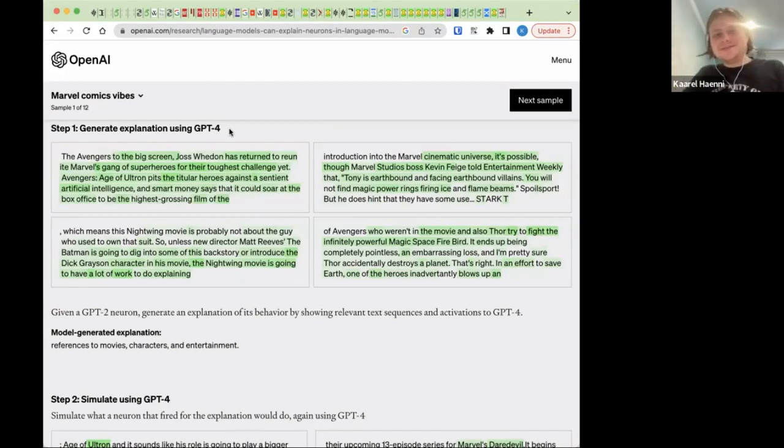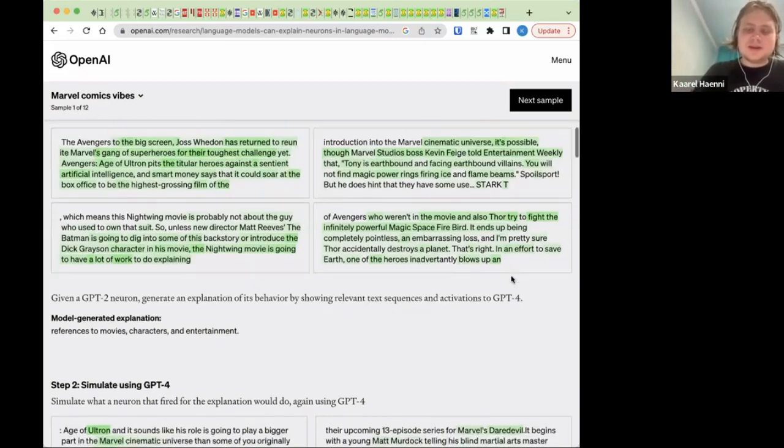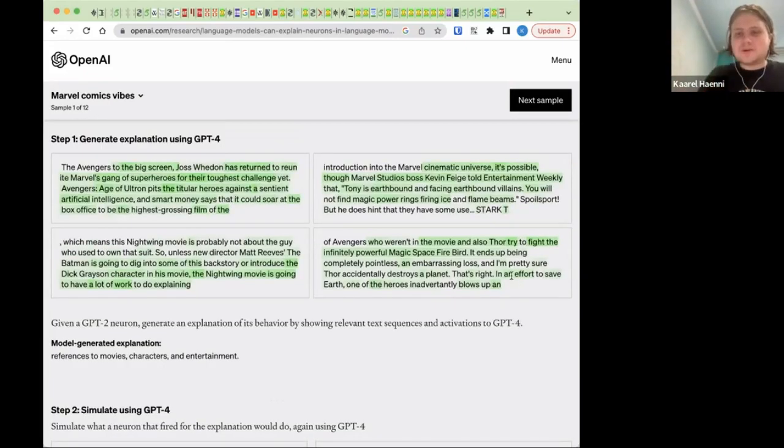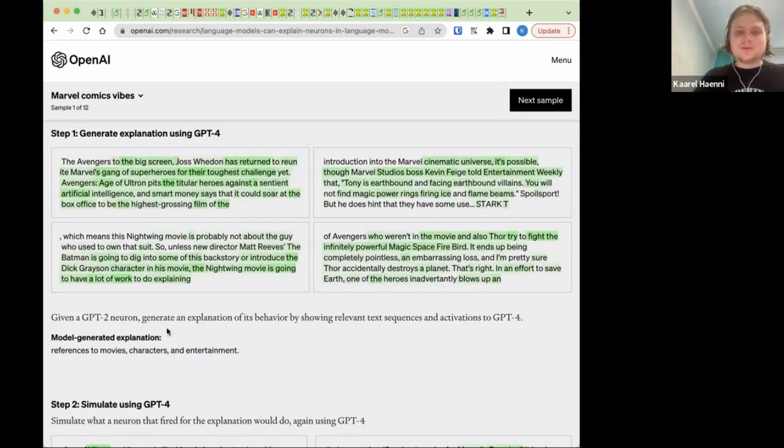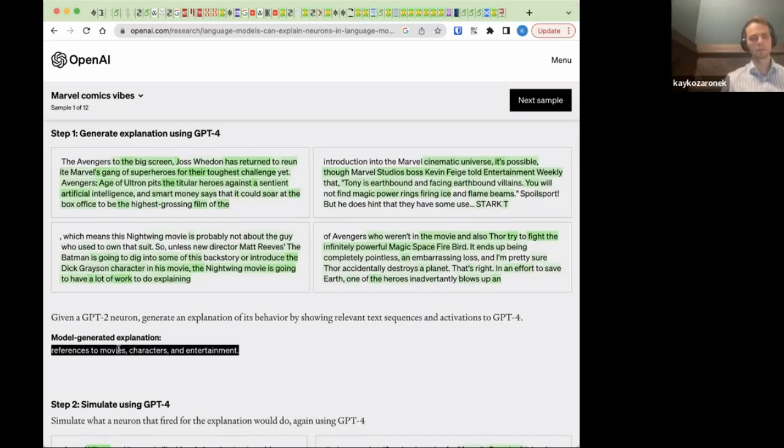You can visualize this with this color scheme where the greener words are ones on which a neuron is more activated. And you give a bunch of examples of different pieces of text with these scores of how activated the neuron is by GPT-2. And then GPT-4, seeing all of these, has to come up with an explanation of which words these neurons are activating on. The explanation it came up with in this example is references to movies, characters, and entertainment.